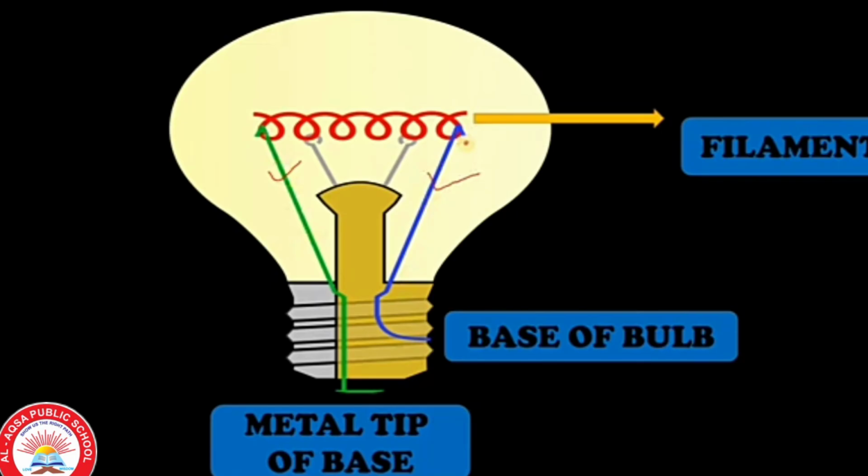This is the structure of a bulb. Here you can see the base of the bulb, the metal tip and the filament. Like a cell, a bulb has two terminals. The base of the bulb and the metal tip of the base are the two terminals of the bulb. Here you can see the blue color and green color. These two terminals are fixed in such a way that they do not touch each other. The electric bulbs used at home also have a similar design.